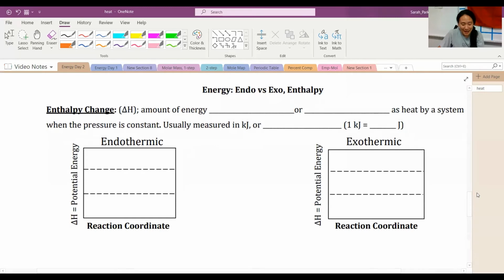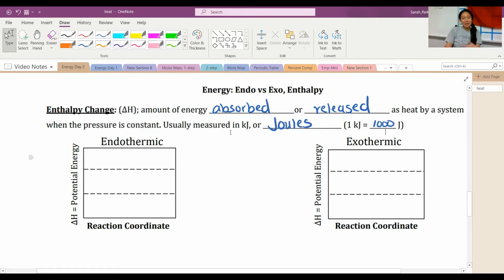All right, now here's this last vocabulary word called enthalpy change. Enthalpy change is denoted by the letter H. Once again, it also tells us if energy is being absorbed or released by a system. It's usually measured in kJ or joules. And you know 1 kilojoule is equal to 1,000 joules. Okay, so that J stands for joules.